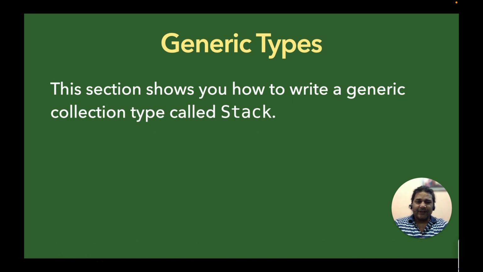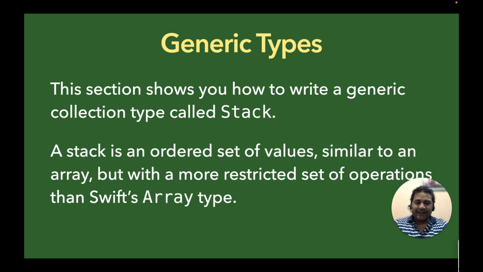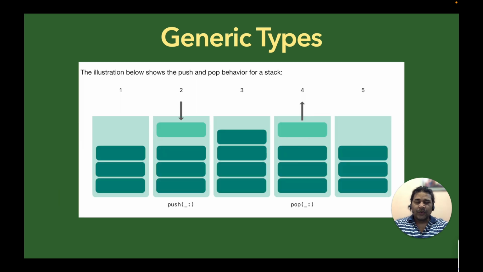So in this section we show how to write a generic collection type called stack. A stack is an ordered set of values similar to an array, but with a more restricted set of operations than the Swift array type. In data structures we have already read about the push and pop behavior of a stack. So I think everybody is already familiar with it. Here the diagram shows how the push and pop behavior for the stack works.